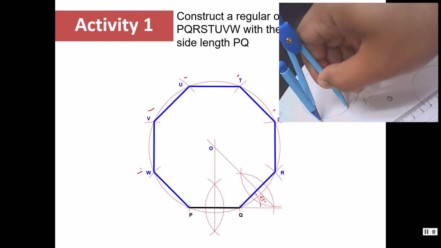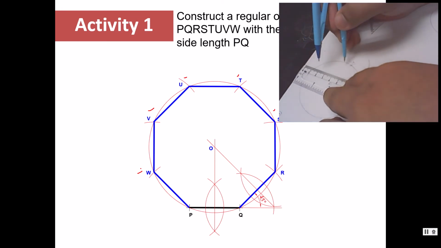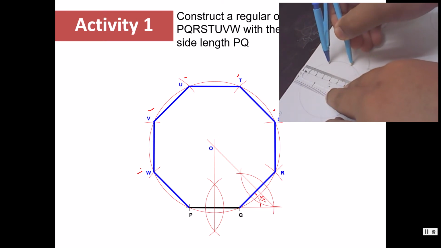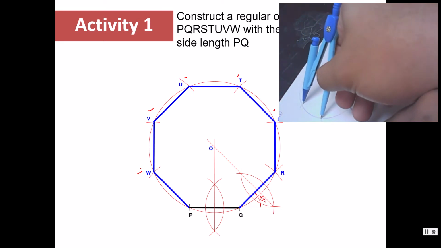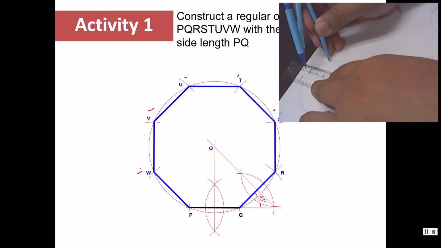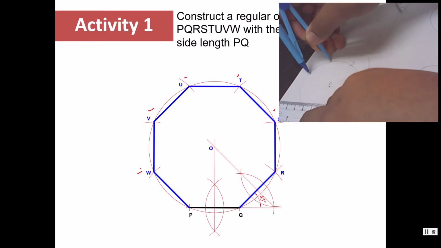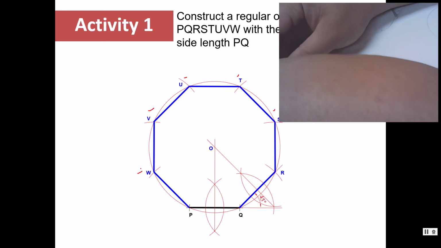So this is one point, and then from here is another point, from here is another point, and then we are going to have a point here and from here too.